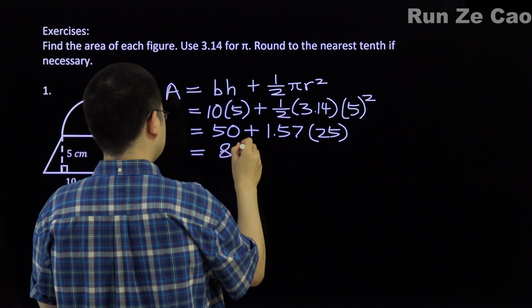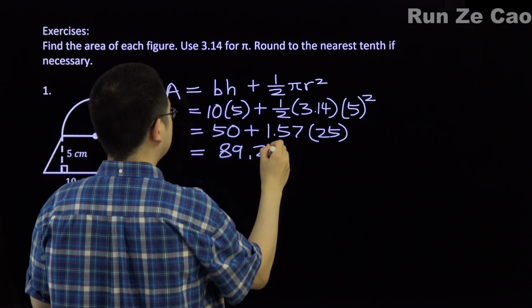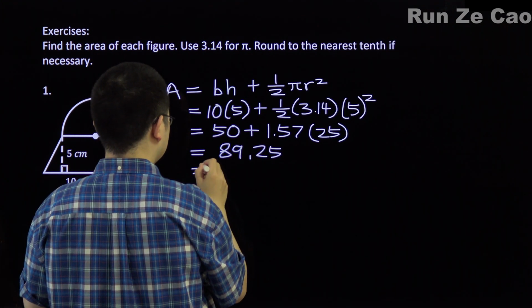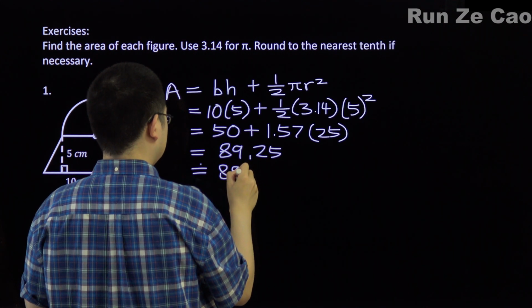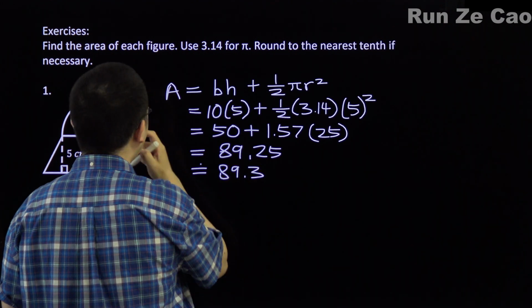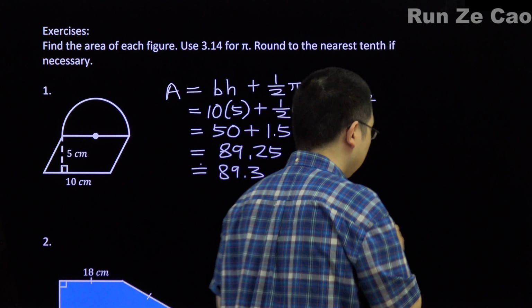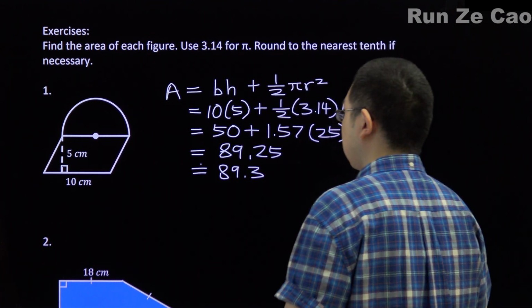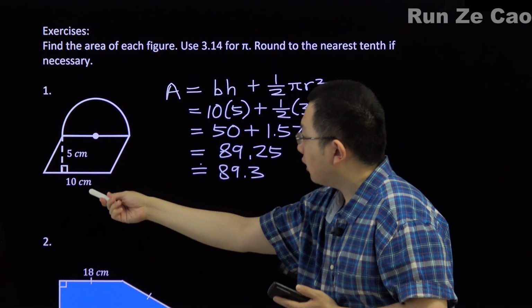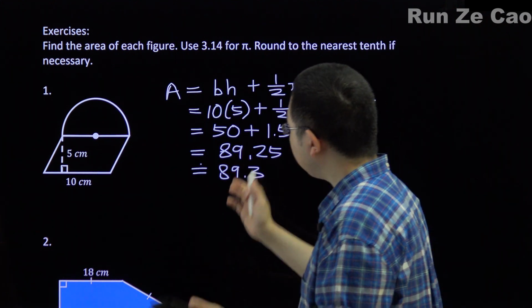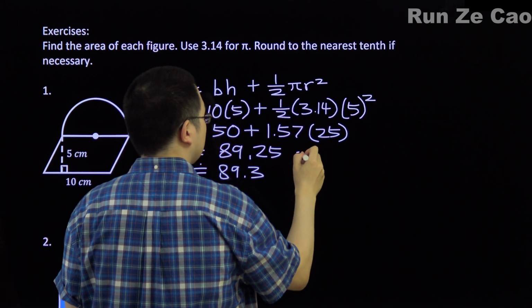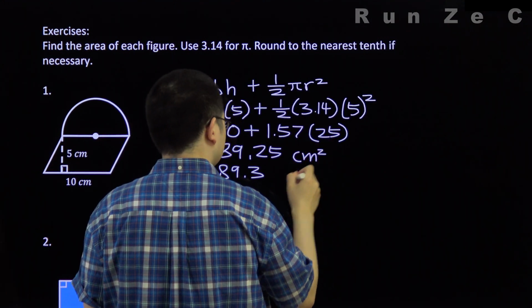So 89.25. So it's approximately 89.3. That's the nearest tenth. What are the units? Well, this was in centimeters, this was in centimeters. So all the measures we used were in centimeters. We're looking for centimeters squared.